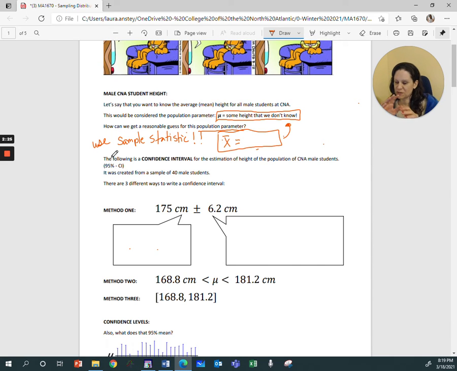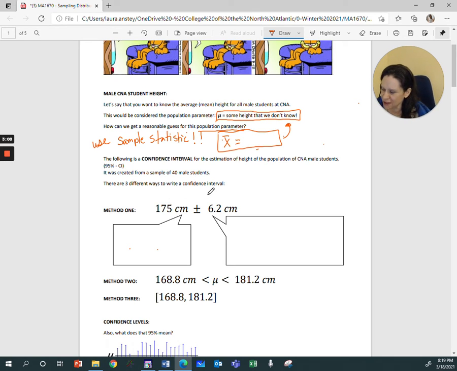And if you know the word interval, it means we've got a low end and we've got a high end. The following is a confidence interval for the estimation of height of the population of CNA male students. It's a 95% CI. We'll get into what this means in a minute. It was created from a sample of 40 male students. So you went out, you got a random sample of 40 male CNA students, measured all their heights, took their shoes off, put on your mask, whatever. And there are 3 different ways that you can write it.